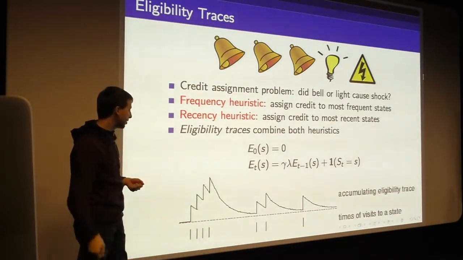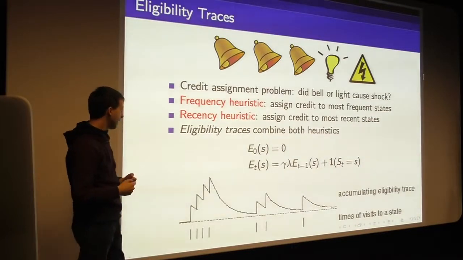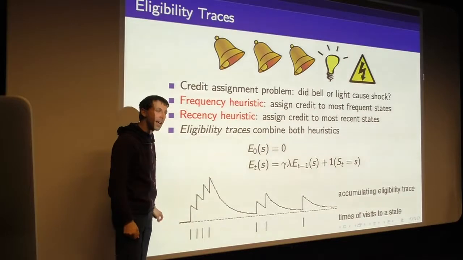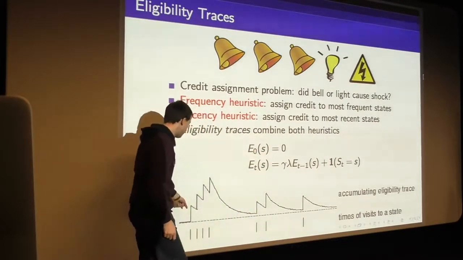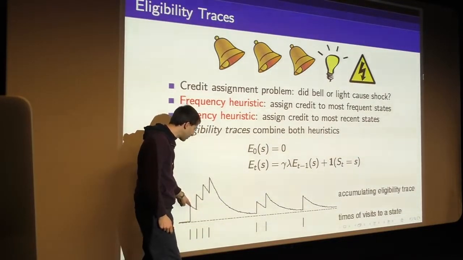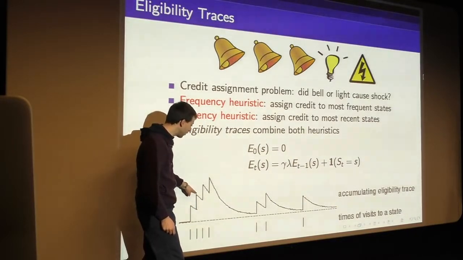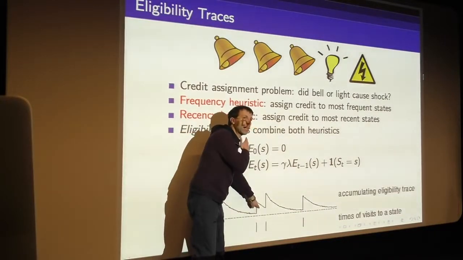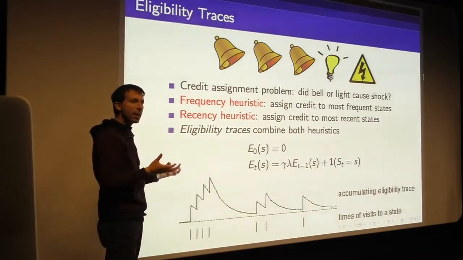What we do with eligibility traces is we look over time at the states that we visit. This is the eligibility trace for one particular state, and these are the moments at which we visit that state. Every time we visit that state, we increase the eligibility trace, and as we stop visiting it, we decrease the eligibility trace exponentially. So we increase it, we see it, we increase it again, and again, and we don't see it for a long time, and it decays off. This gives us our frequency and recency heuristics combined together.